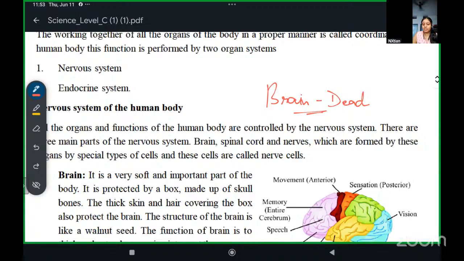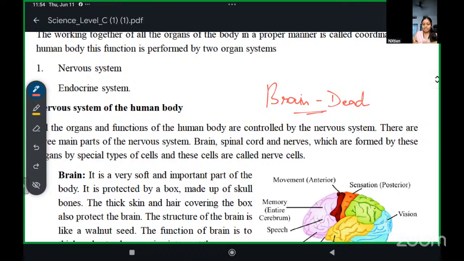Brain dead means when the brain stops working and stops giving commands to the body. Do you know that your brain commands the body to do various functions? Our brain is responsible for memory, but not just memory, for all the activities that we do. Our hands and our legs are commanded by the brain on what to do, and then they perform it.